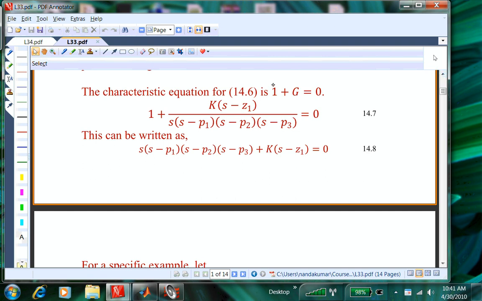And the characteristic equation is always this 1 plus G, where G is called the open loop transfer function, which is the product of all the transfer functions in the loop. And typically, K is the net gain for the loop that includes or embeds in it Kc, the controller tuning parameter. And we introduce certain terminologies.